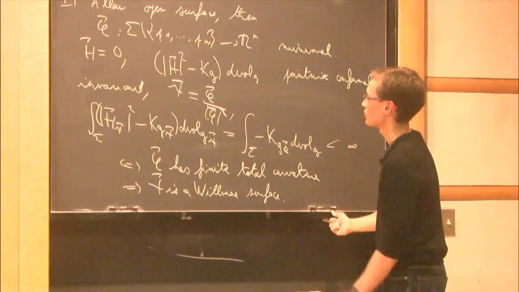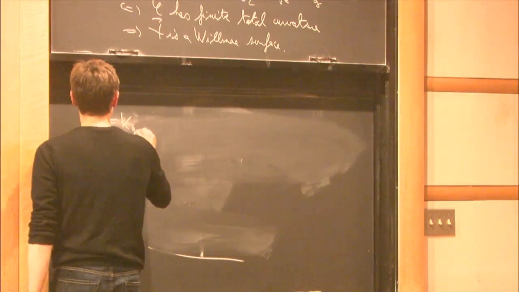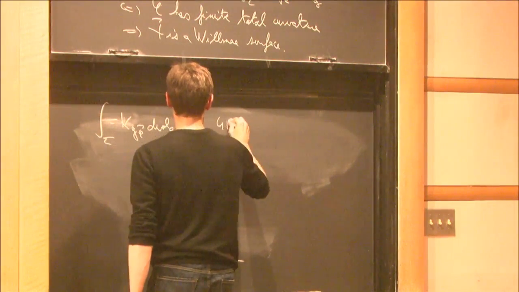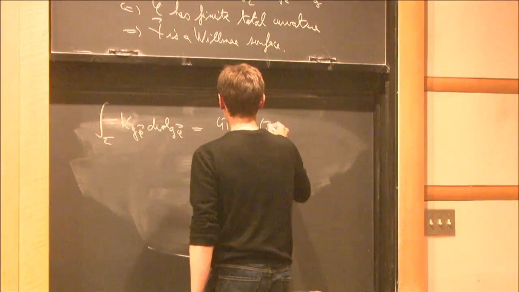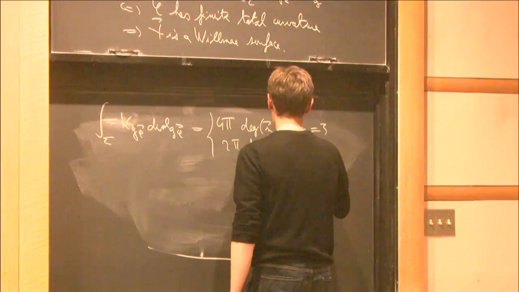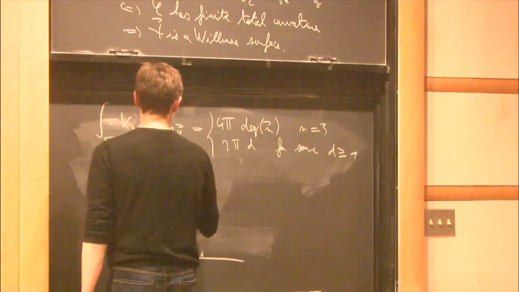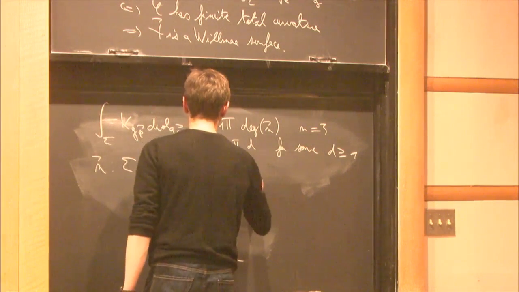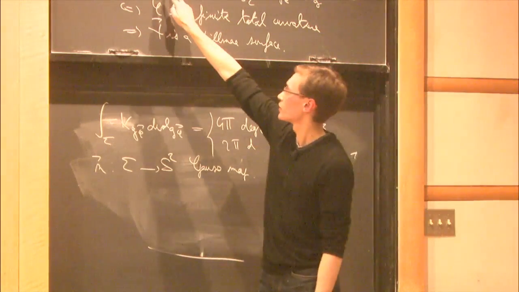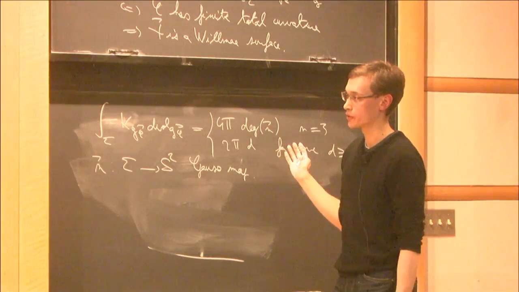And also, I can write here this integral. It's a multiple of 4 pi, or 2 pi, so it's the degree of the Gauss map if n is equal to 3, or it's 2 pi d for some d, where n is the Gauss map. So the energy is always quantized by 4 pi, even in higher dimension, because this term, if you put it on the other side, you will also get 4 pi. It's also a consequence of the Li-Yau inequality.